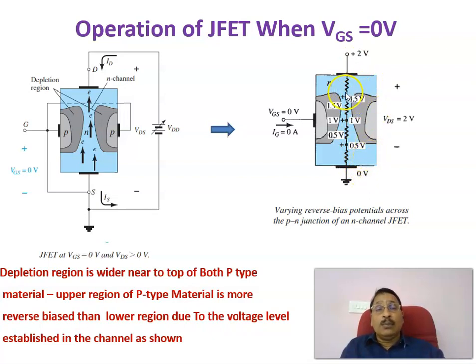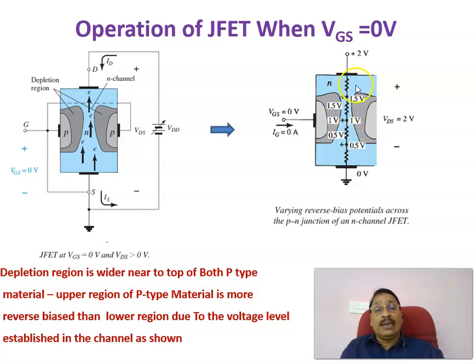Because of the carrier movement through the channel, this point is getting more reverse bias compared to this point. Here the voltage is only 0.5 volt, but at this end, the voltage is 1.5 volt. Meaning the upper portion of the channel is getting more reverse bias, because that voltage is reverse biasing this junction. This is a P material, this is an N channel material. This is reverse biased because it's a positive voltage. Therefore, the reverse biasing voltage magnitude is more near the drain side compared to the source side.